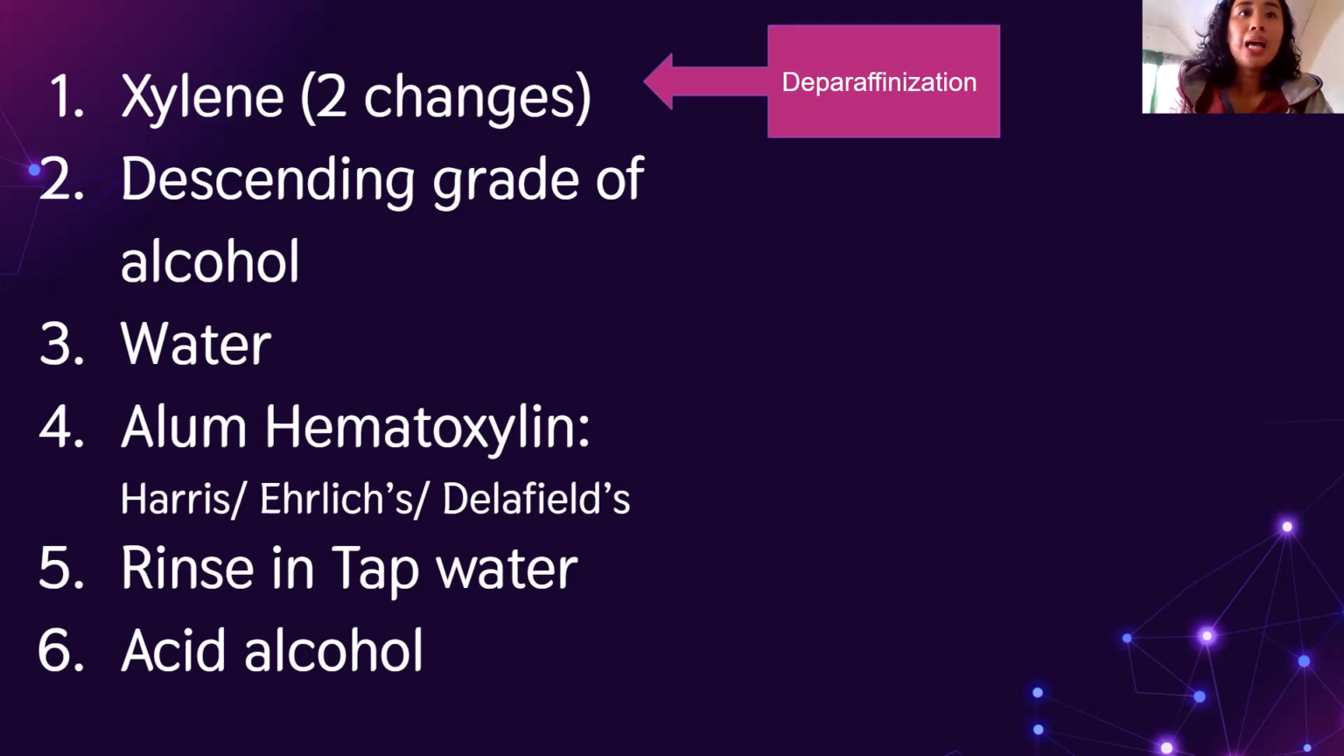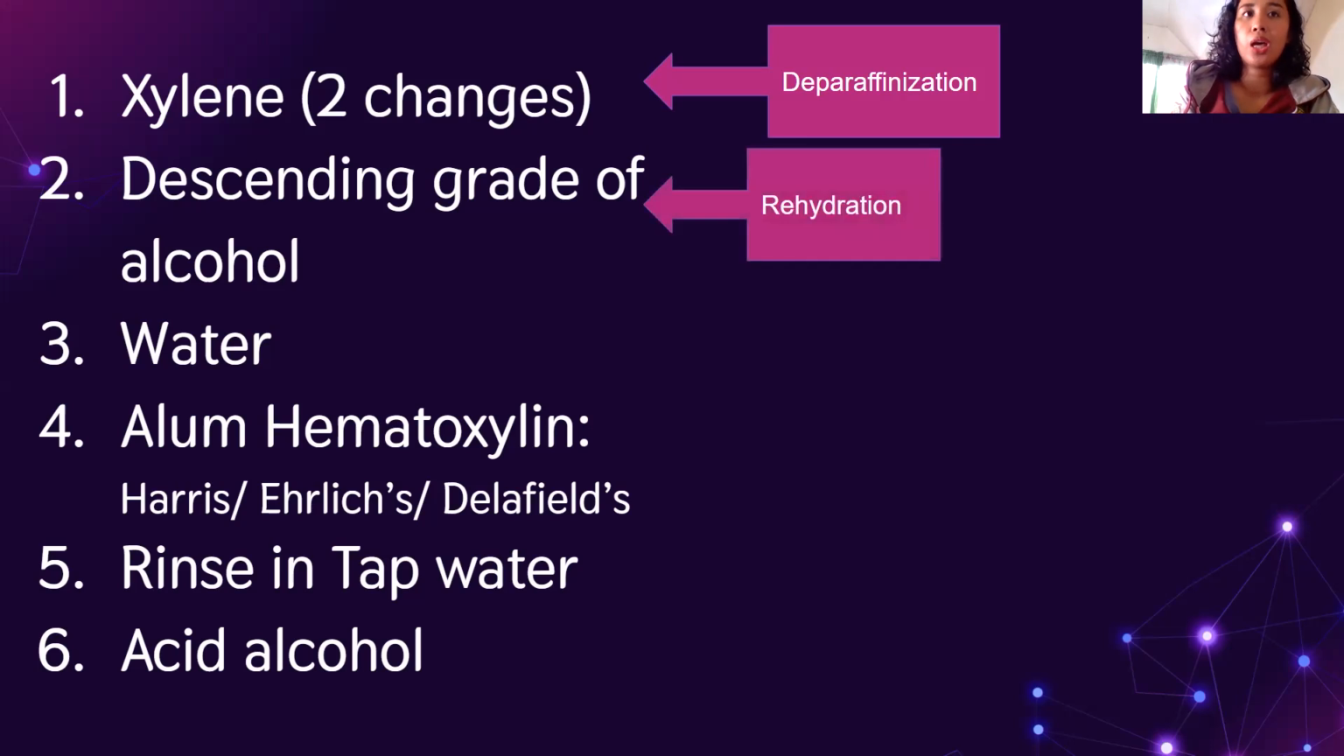And next, guys, is descending grade of alcohol. Every time we use a descending grade of alcohol, it is for rehydration, the opposite of dehydration, which uses ascending grade of alcohol. So from a high grade going down, descending grade of alcohol is for rehydration. Here, you're preparing the tissue section to absorb water.